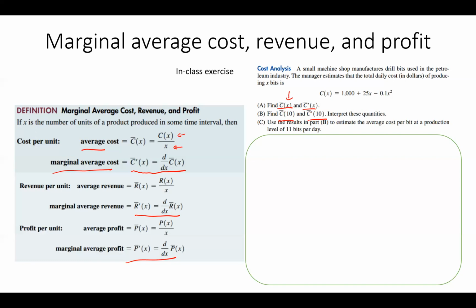And so basically what this means is that now at the production level, right, we have different production levels in terms of the input. So input is producing x bits. So when we produce 10 bits, for example, what is the additional cost if we were to produce one more bit, right? So this is how we can calculate, and we can use the results from part B, which is the derivative, the marginal average cost, to estimate the average cost per bit at production level 11.